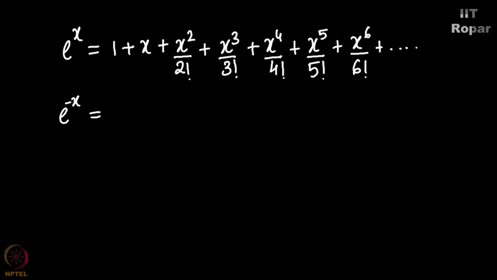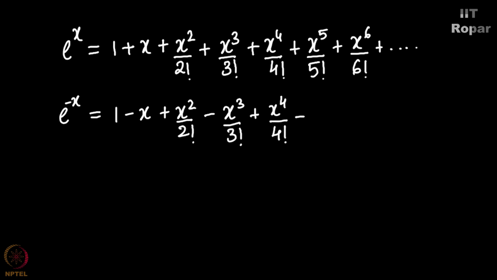You will simply get this. In place of x, you have minus x. And x square will simply be as it is because when you put x equals minus x, x square will continue to be x square. But then x cube becomes minus x cube and so on.